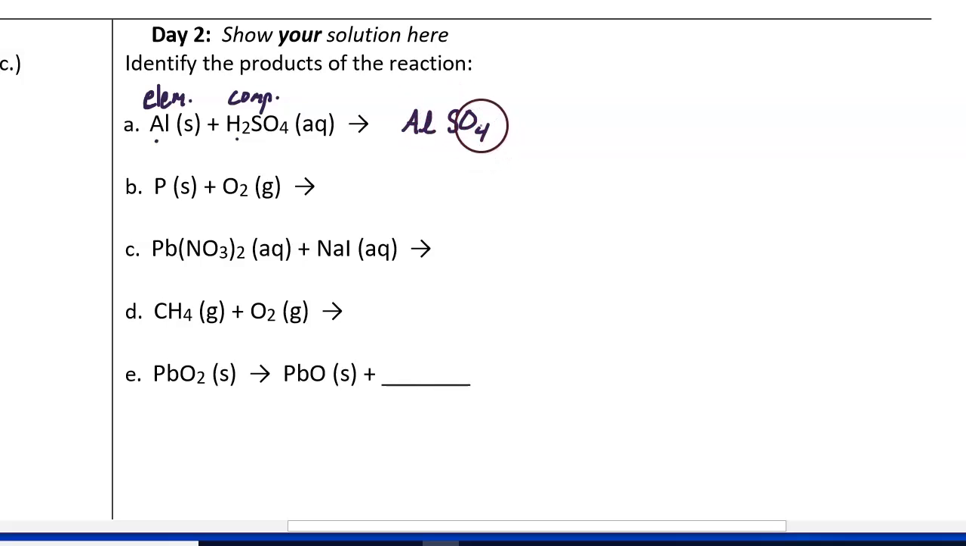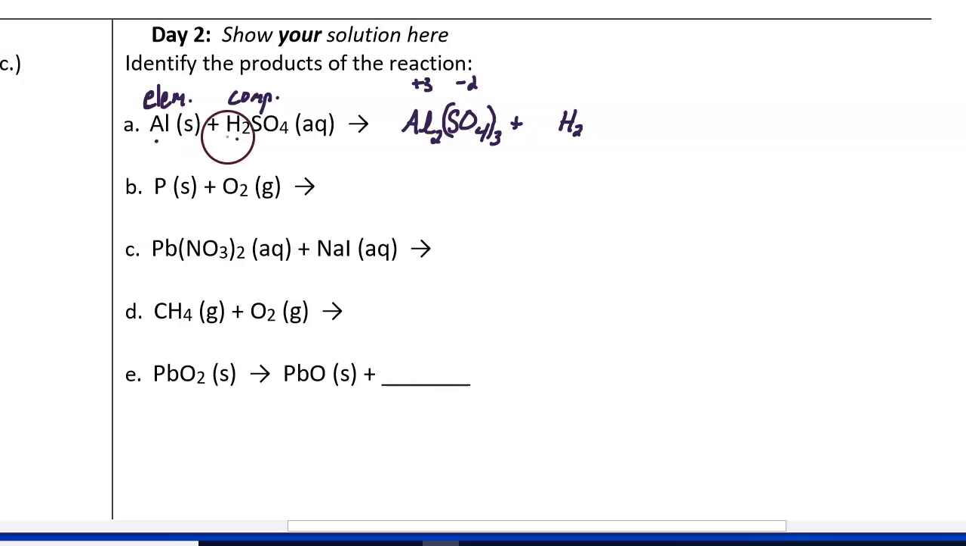This has to be a balanced formula. Aluminum is a positive 3 charge and sulfate is negative 2. So it requires 2 aluminums and 3 sulfates. Then write the plus sign, and now the single element will be the hydrogen. The formula for hydrogen is H2.